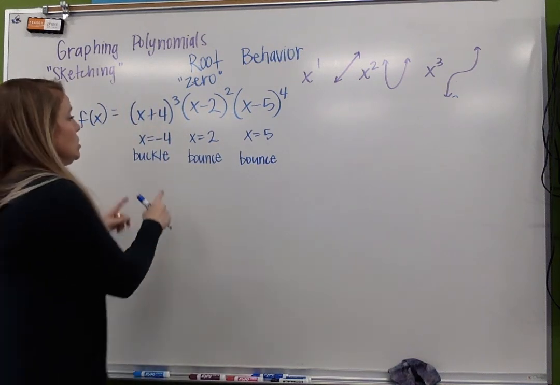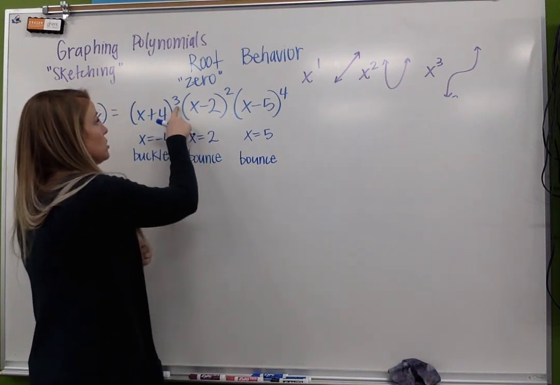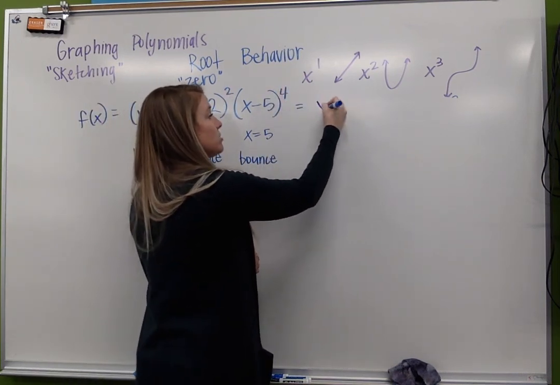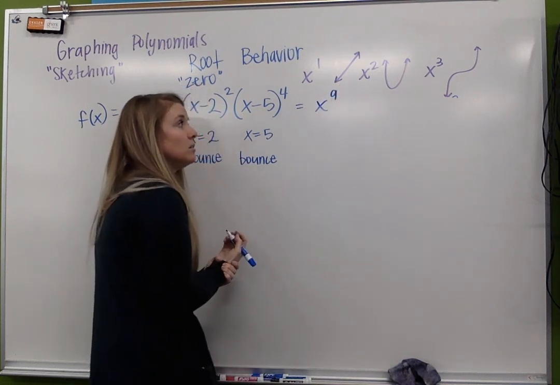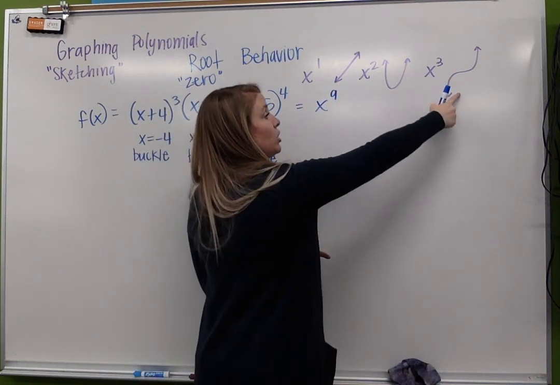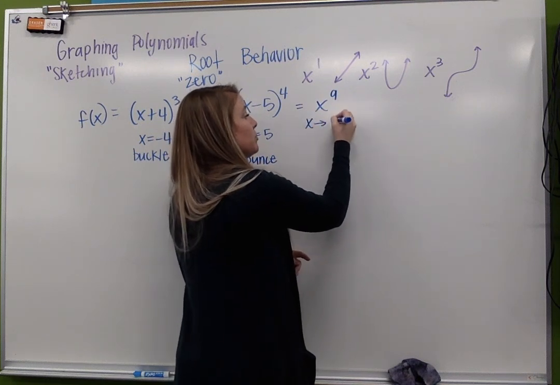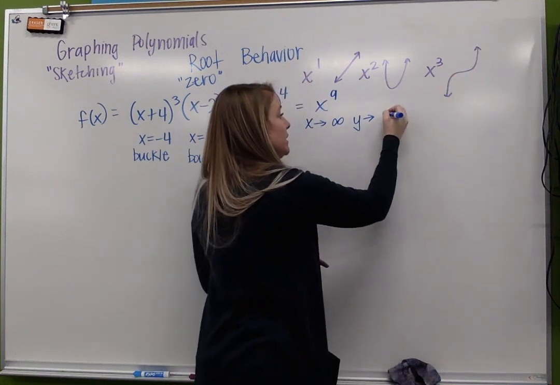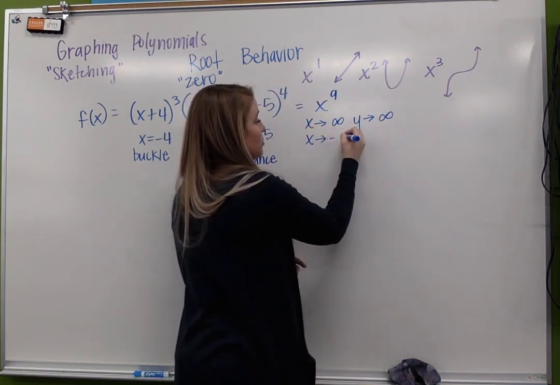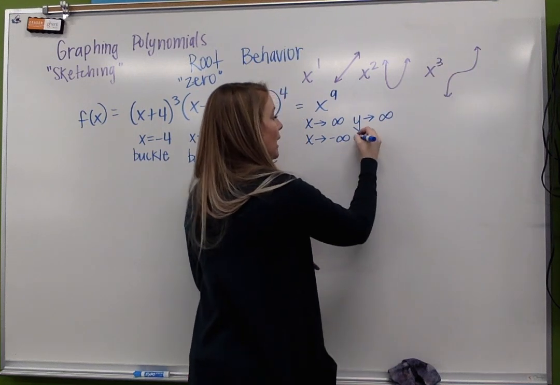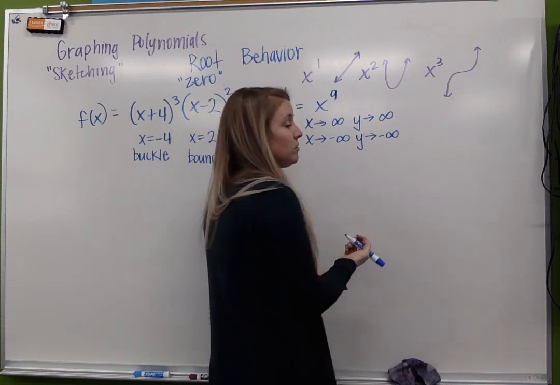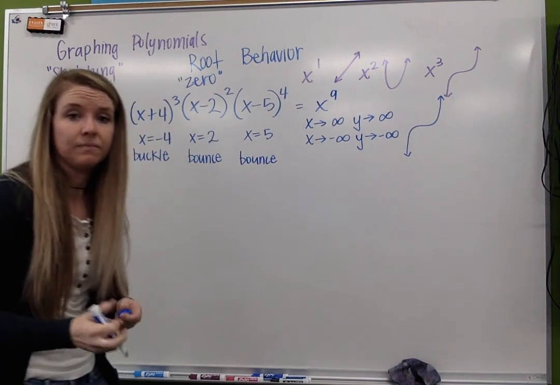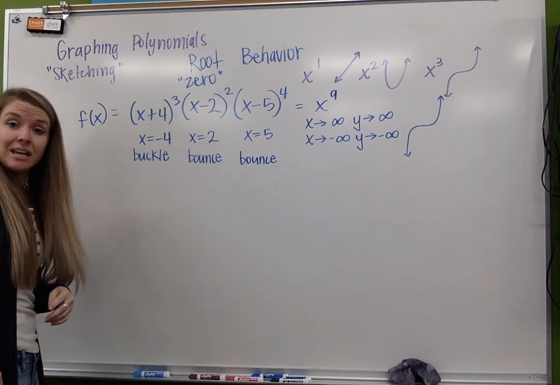All right, so now I need to know my end behavior. So I have 1, 2, 3, 4, 5, 6, 7, 8, 9 answers. So this is going to be an x to the 9th. So that tells me it's going to act like a cubic. So as x approaches infinity, y is going to approach positive infinity. And as x approaches negative infinity, y is also going to approach negative infinity. That's just giving me this as my end behavior. So let's go ahead and sketch that out.